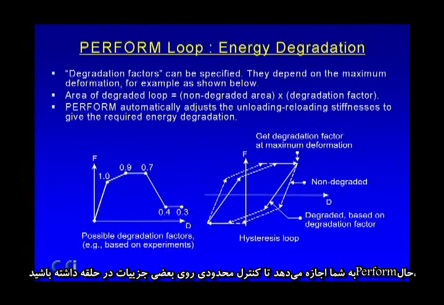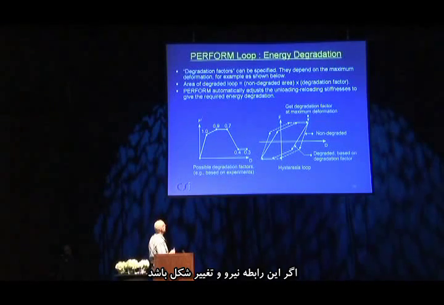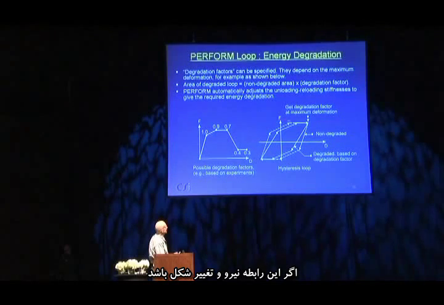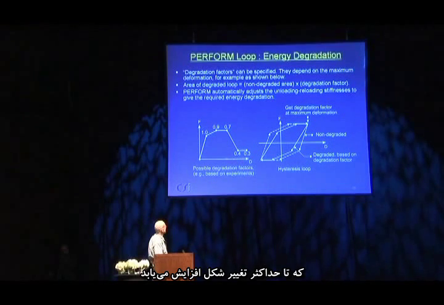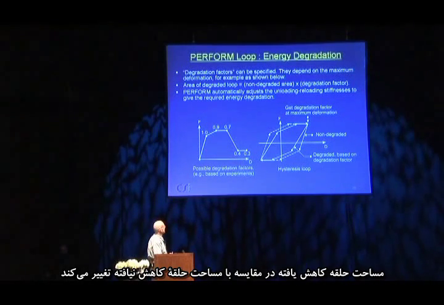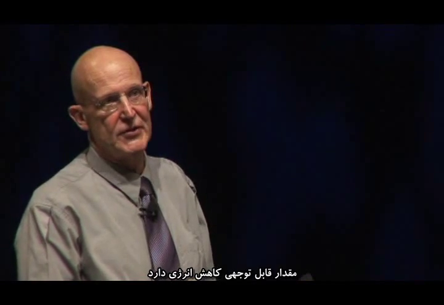Now, Perform gives you a fair amount of control over some of the details of the loop. Firstly, you can control the amount of energy degradation. And without going into too many details, what you can do is specify degradation factors. If this is force and deformation, and this would be the force and deformation relationship, what you can say is as the maximum deformation increases, the area of the degraded loop compared with the area of the non-degraded loop varies. Before yield and shortly after yield, there's no significant energy degradation.